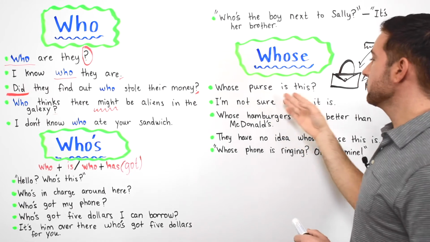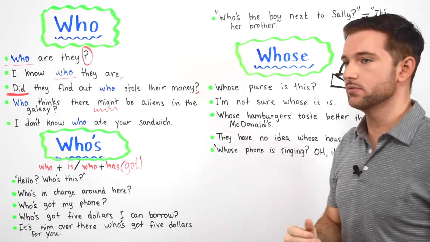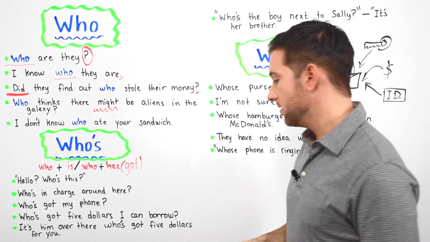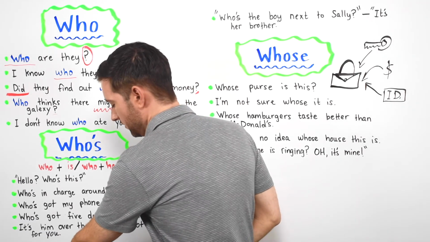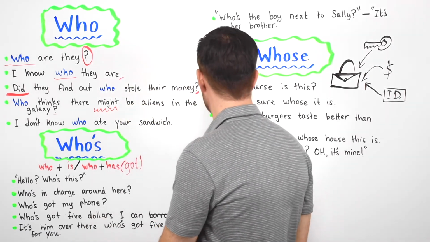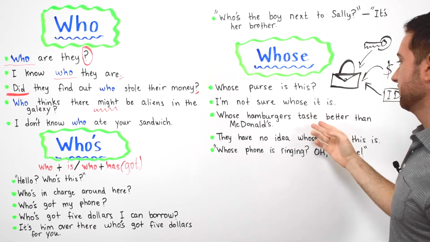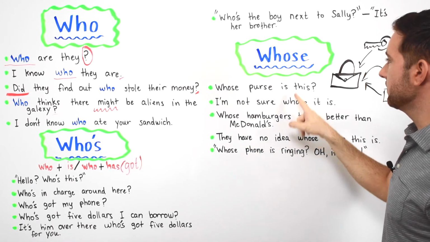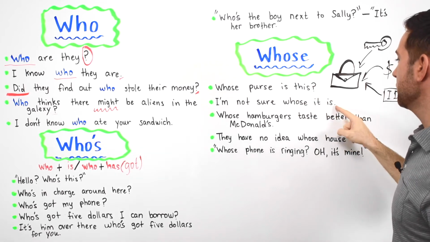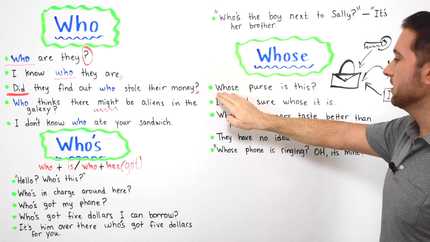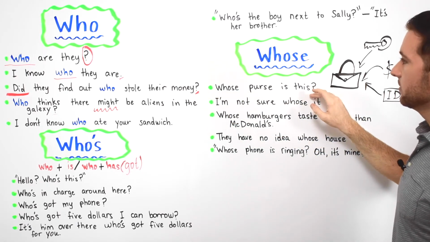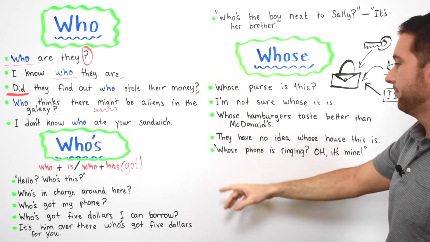Okay, whose purse is this? Who does the purse belong to? Is it grandma's? Is it mom's? Is it the teacher's? Whose is it? Who is the owner? And then you can say, I'm not sure whose it is. Okay, so notice that we have whose in the middle, right? Therefore, we have a period. When we have whose in the beginning, we also have a question mark, kind of like those two right there.